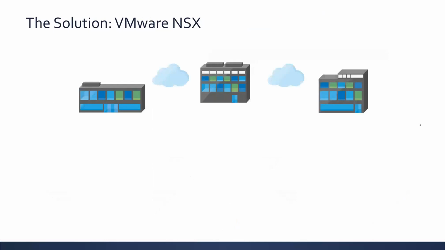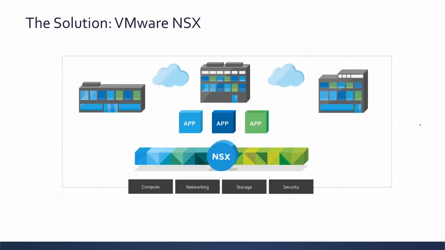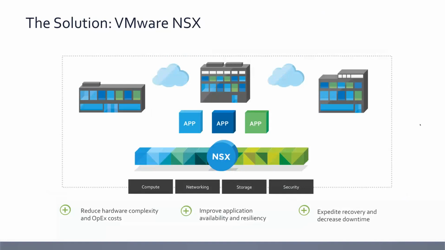So the solution is NSX. What we do is we bring everything together, the compute, the network, the storage and security, and we control it within the virtual space, bringing uniformity throughout the organization. This also reduces the hardware complexity. For all of our OpEx guys, you all know when it's time to bring up a new server or add a server, we can easily be concerned with the optics, whether it's Fibre Channel or Ethernet, 1 gig, 10 gig. There are multiple things to worry about.